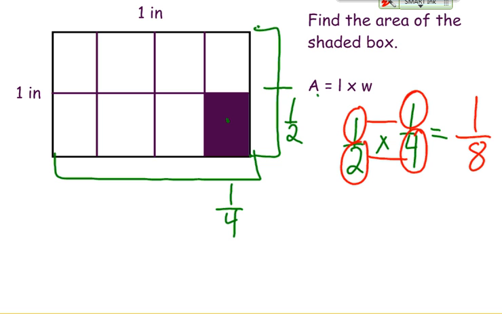And of course, now we've got to go back. We're finding area, so we need a label. Area works in square inches. So 1/8 square inch is the area of that little box right there. And so we have that idea.